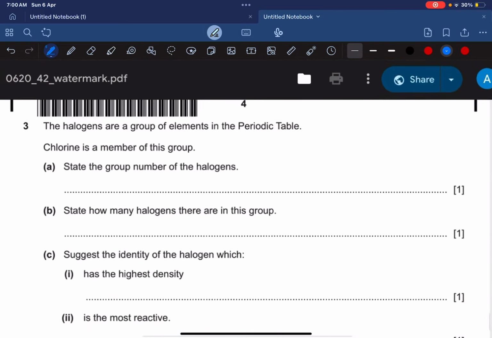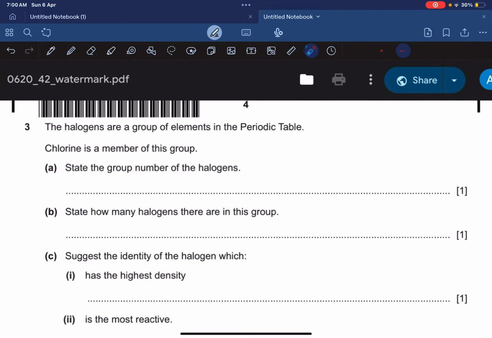Let's move on. The halogens are a group of elements in the periodic table. Okay, we know it, group 7. Chlorine is a member of this group. Okay, we also know this. State the group number of halogens. The group number of halogens is 7, and in brackets you can write VII. That's the group number. Okay, state how many halogens are there in this group.